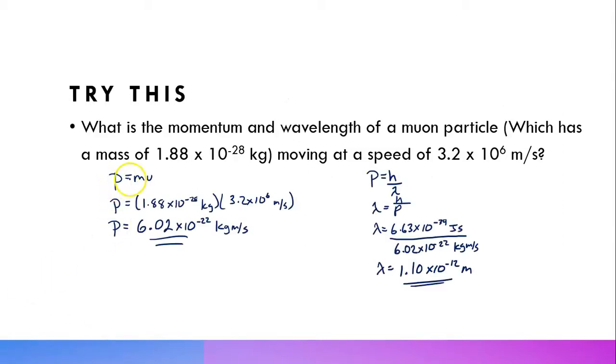Okay, welcome back. Momentum again, mass times velocity, 6.02 times 10 to the negative 22 kilogram meters per second. And using that momentum, you can find the wavelength, wavelength being Planck's constant divided by momentum, or 1.10 times 10 to the negative 12 meters.